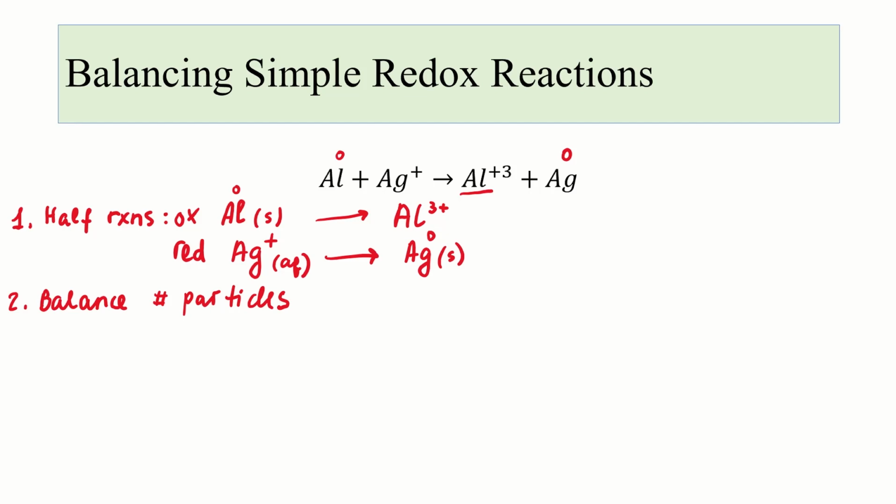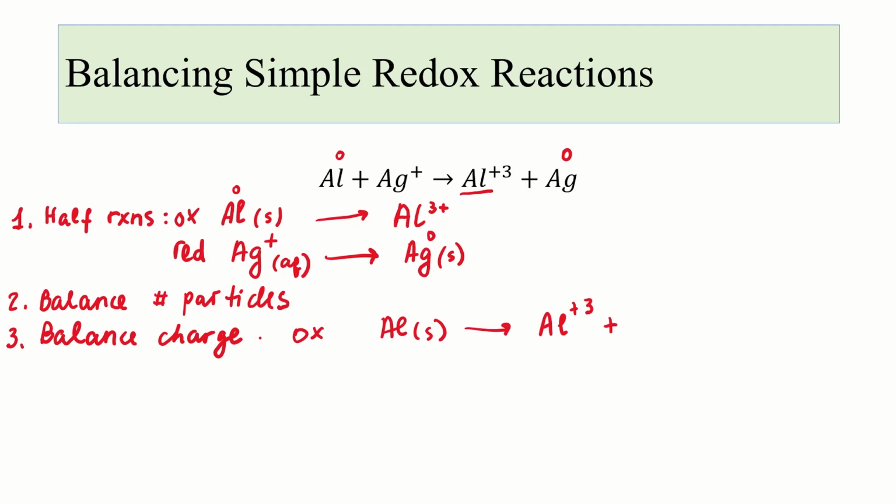In our case, the number of particles is balanced. I have one aluminum on the left, one aluminum on the right. One silver on the left, one silver on the right. I don't need to do anything else in this step. Step 3, balance charge by adding electrons to the appropriate side. So now I'm going to take my half reactions, first oxidation, and I'm going to add electrons on each appropriate side. Since aluminum lost electrons, I'm going to show them on the right. So aluminum cation plus 3 electrons.